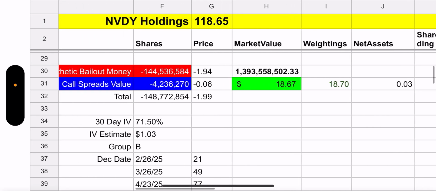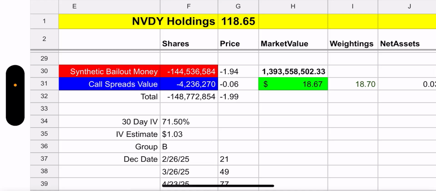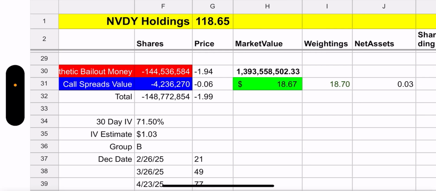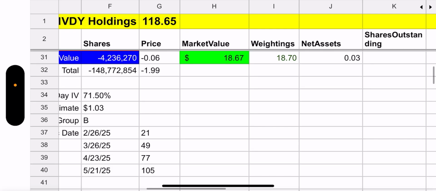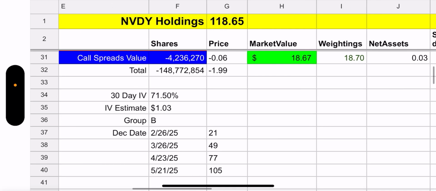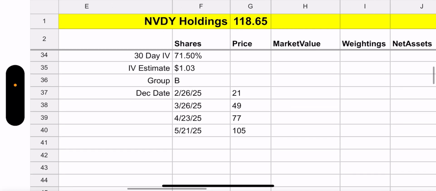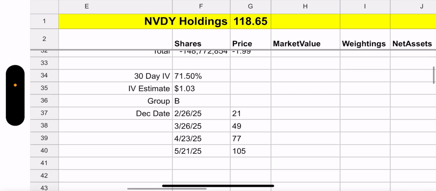Total net asset value of NVDY is 1.3 bill. Again, the synthetic, quite the disaster. I mean, it's bad. Negative 144 mil. The NAV is 1867. Trade price 1870. 30-day IV of NVIDIA 71.5%. IV estimate based on that $1.03. They're part of Group B. They declare in 21 days, February 26th.